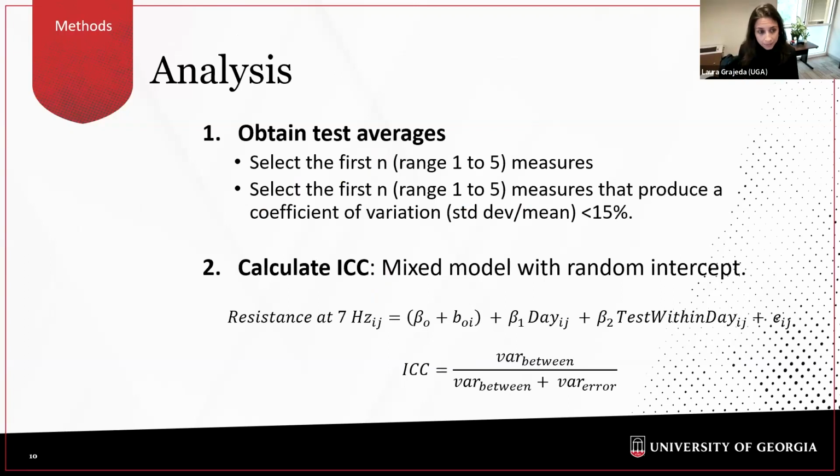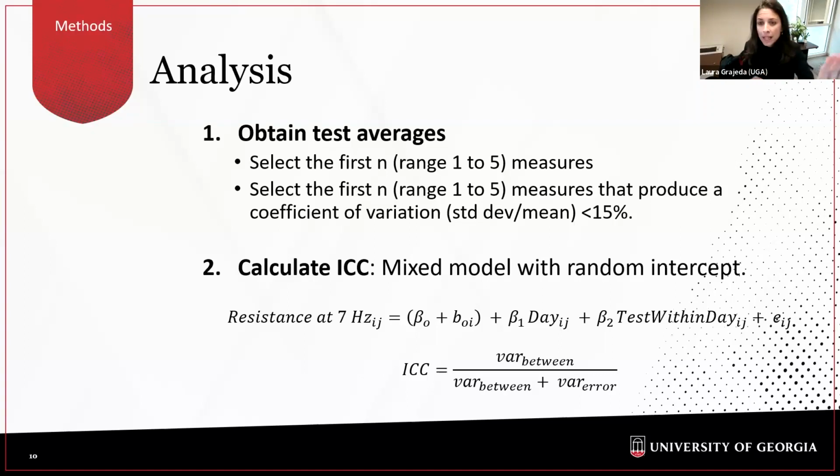More about the analysis. As I told you some seconds ago, the first step is to obtain test averages. We can do this by different methods. We decided now to do 2 approaches. Approach number 1 consists of selecting the first n measurements, that could be 1 to 5, and computing the average. The second one will be to select the first n measurements that produce a coefficient of variation that is less than 15%. We are using this approach because the manufacturer of the oscillometer recommended it, but we want to test it.